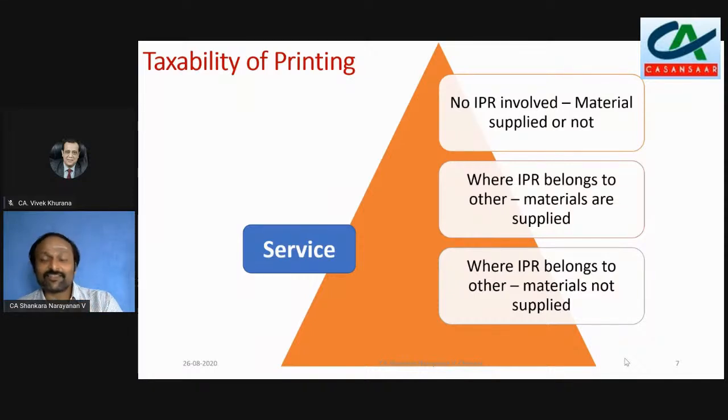In GST, this transaction is considered to be a supply of service. It is not a supply of goods. And I'll go one step further. It is treated as a supply of service, where we can even classify it as an export of service, because the recipient is situated outside India. I'm receiving the money in convertible foreign exchange.